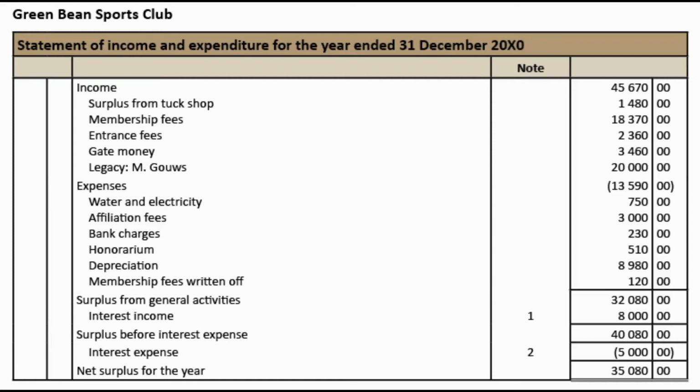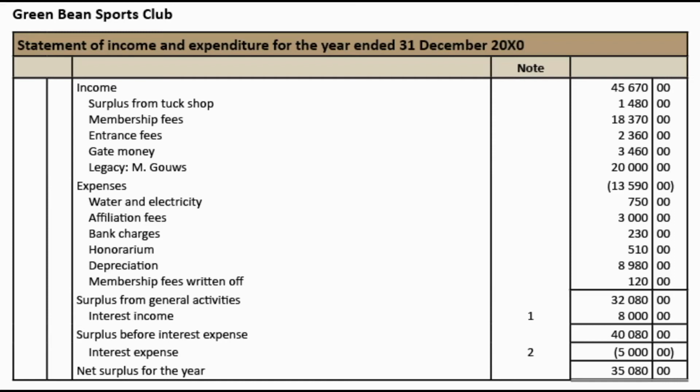Okay. So if you add those expenses, you get an amount of 13,590. Okay, and that was the total expenses. If we take the income less that 13,590, you get a surplus from general activities of 32,080.